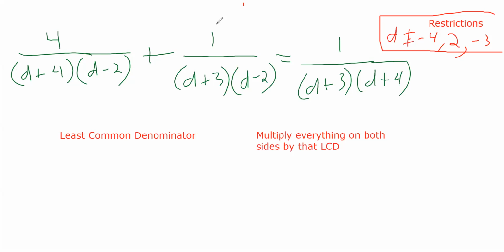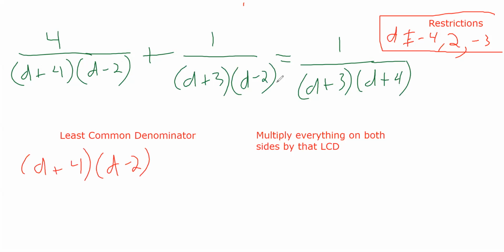So here's what I can tell you. The least common denominator at least needs a d plus 4 and a d minus 2. And they're being multiplied together technically. And if we get that, boy, that's going to knock these out here.